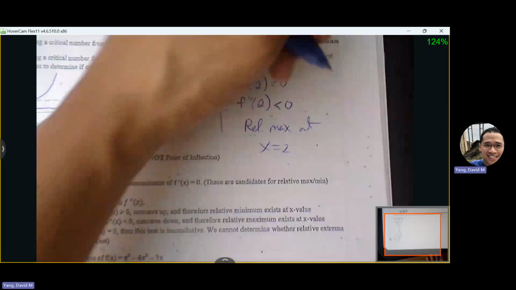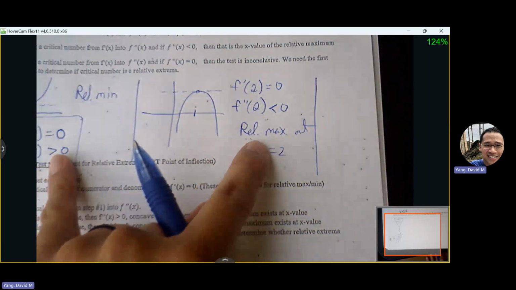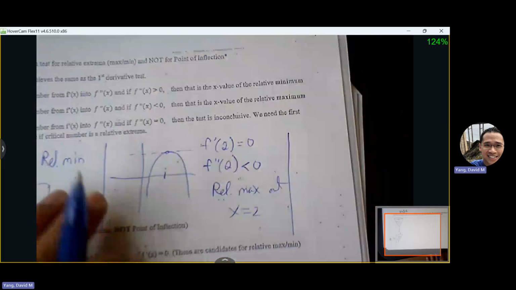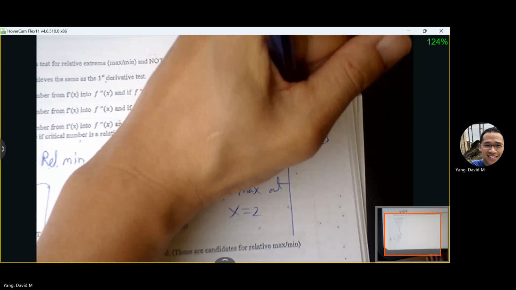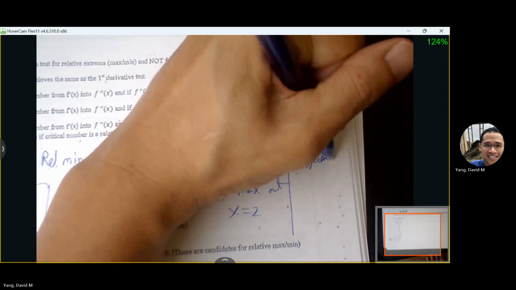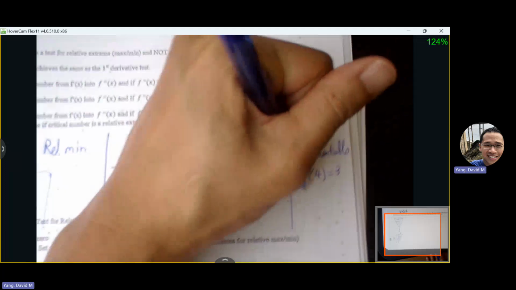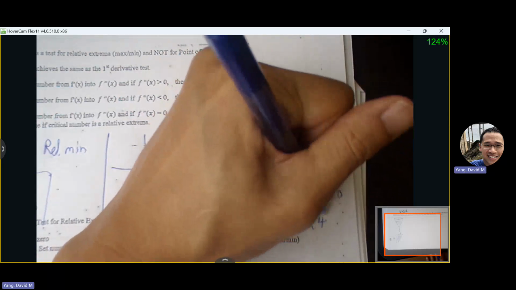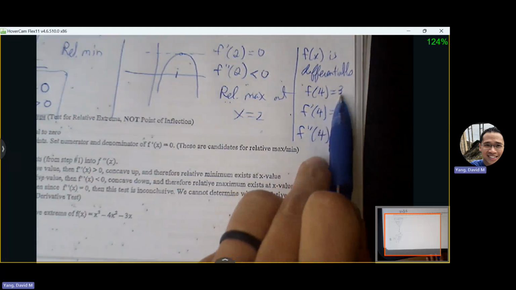So let me show you what an AP exam question could look like, where you're using knowledge of the second derivative test. And we'll do this example below a little bit later. But here's an example. Let's say our function is continuous and differentiable everywhere. And this is the only data that they give you. f of 4 is equal to 3. f prime of 4 is equal to 0. And f double prime of 4 is equal to negative 12.